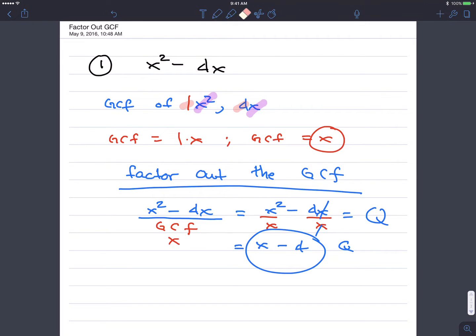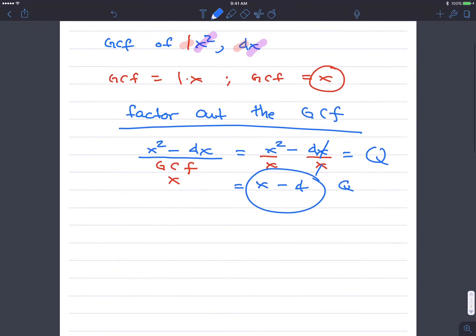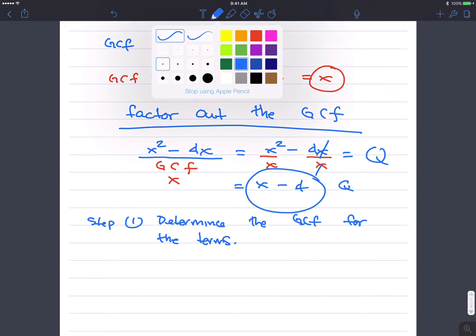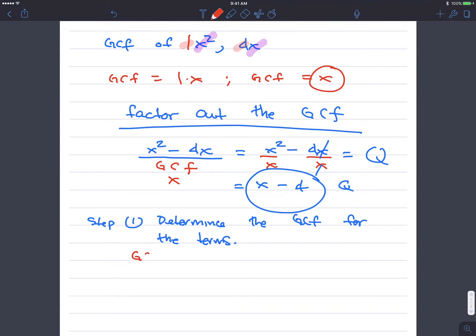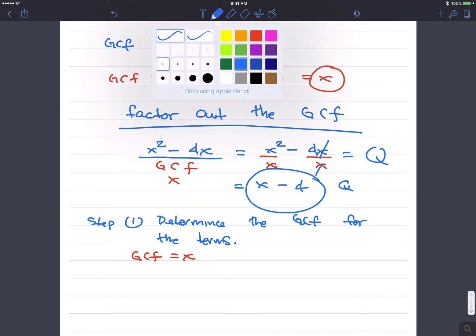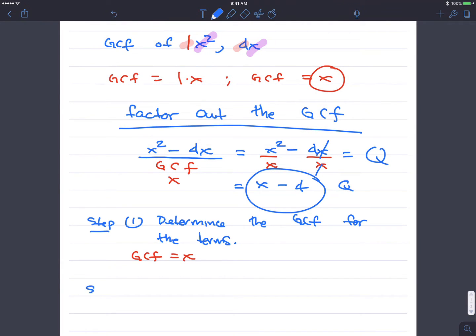So let me put it as a procedure for you guys. So I'll write it down this way. So we have that. Step 1, written as a procedure. We first have to determine the greatest common factor for the terms. So to summarize here, what we found is our GCF here was equal to x. That's our first step. Okay, step 1.